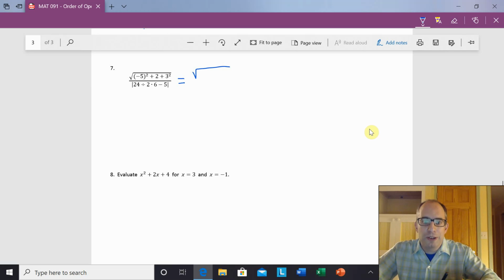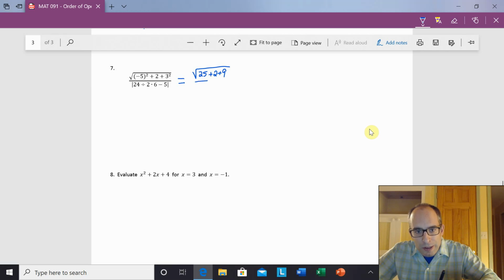So underneath the radical, we have a bunch of addition, and then we have some squares, right? We have some exponents. So exponents first, negative 5 squared would be negative 5 times negative 5, so it's 25, right? And then that plus 2, well, we're just not going to do anything with that, at least not yet. And then plus 3 squared, that's 9.